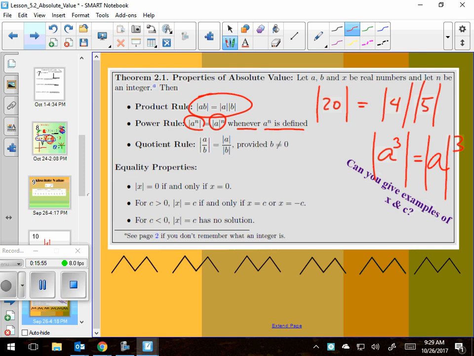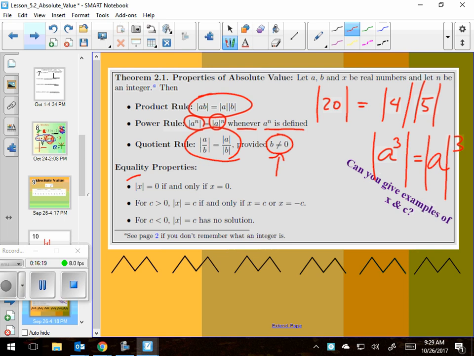Things that aren't defined. All right, and this one says it's fine to divide them into two absolute values, provided the bottom part is not 0. Why? Because you can't divide by 0. So these rules always just kind of remind you of things like the exceptions. Like, oh, by the way, you can't let it be 0 on the bottom.